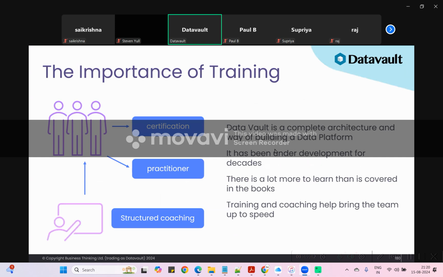So part of that mindset change you can address through training. It is recommended you put someone on a certification training to get certified in Data Vault. And my company offers practitioner training as well, if you want to put your developers through a mock project to give them some training on how to build a vault. And there's also the possibility of using some structured coaching with the team to encourage them to use new techniques.